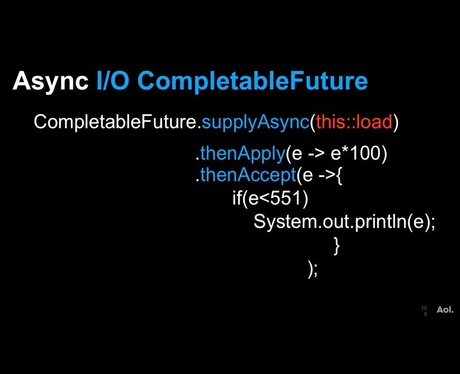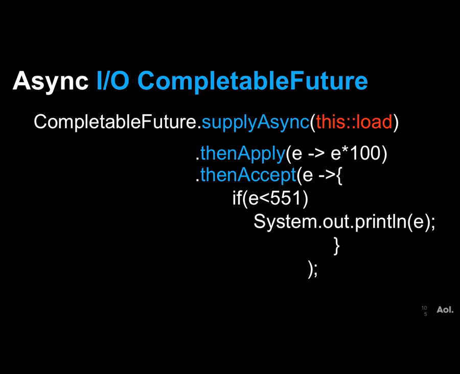The then apply method is the completable future's equivalent of map. It's exactly the same as a map operation in the stream API, and here we're multiplying the current number passing through by 100. There is no filter in completable future, so we can't do our filtering in a filter operation.